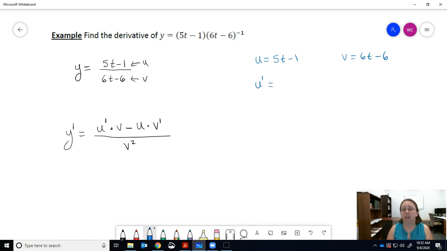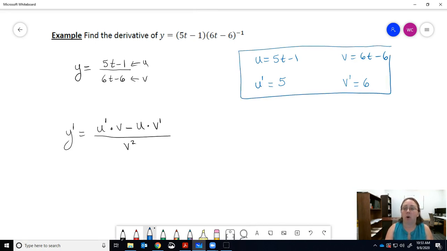Hopefully you've done some practice and you're good to go on this. Hopefully you said 5. If not, go back and look. This is a constant multiple 5 times the derivative of just t or just x, which we said was 1. So that'd be a 5. The 1 is a constant, so it goes away. The derivative of v, the derivative of 6t is the constant multiple times a 1, which we don't need to write. And then the -6 is a constant, so it goes away when you take the derivative. These are all the pieces we need to plug into our quotient rule.